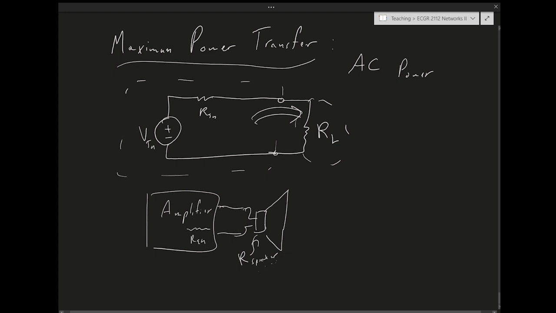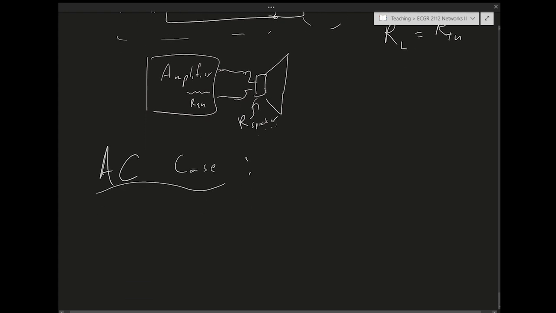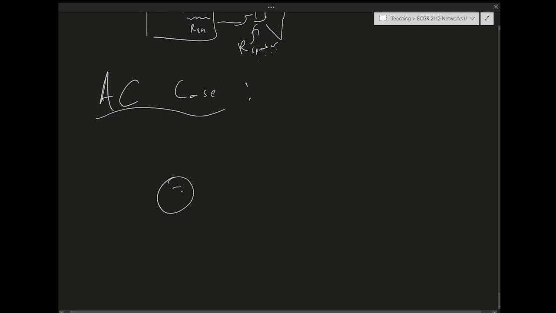Right? That's a key concept in power. It's called impedance matching. Okay, right. So for DC circuits, we found out from last semester that R load must equal R Thevenin. What about the AC case? Now we want to cover the AC case. Right? What if we have our circuit that is now an AC circuit?